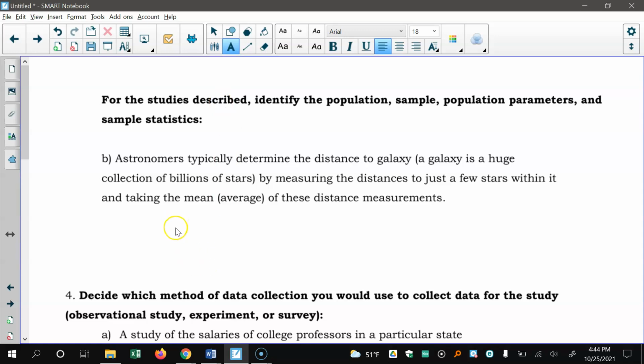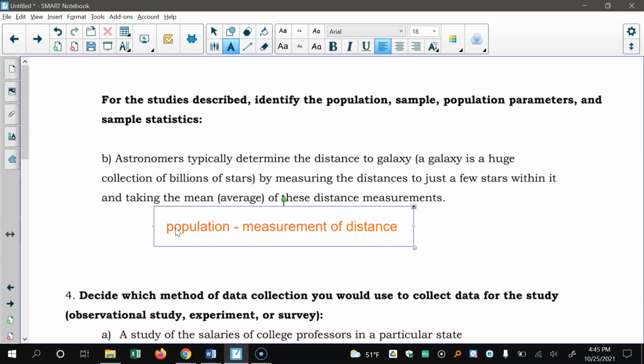Again, we're going to do the same exact thing, and we're going to identify. Astronomers typically determine the distance to a galaxy by measuring the distances to just a few stars within it and taking the mean average of these distance measurements. Okay, so the distance to a galaxy. Well, the population would be the measurement of all those distances. And technically the population is just going to be all the stars in the galaxy.